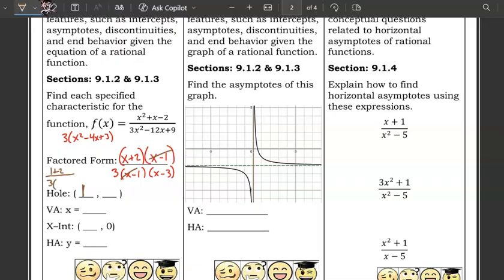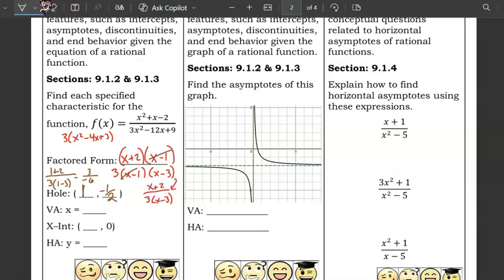1 plus 2 over 3 times 1 minus 3. 3 over -6, that'd be -1/2. For the vertical asymptote, set the remaining part of the denominator equal to 0. We have x equals 3. For the x-intercept, set the numerator equal to 0. x would equal -2 here.